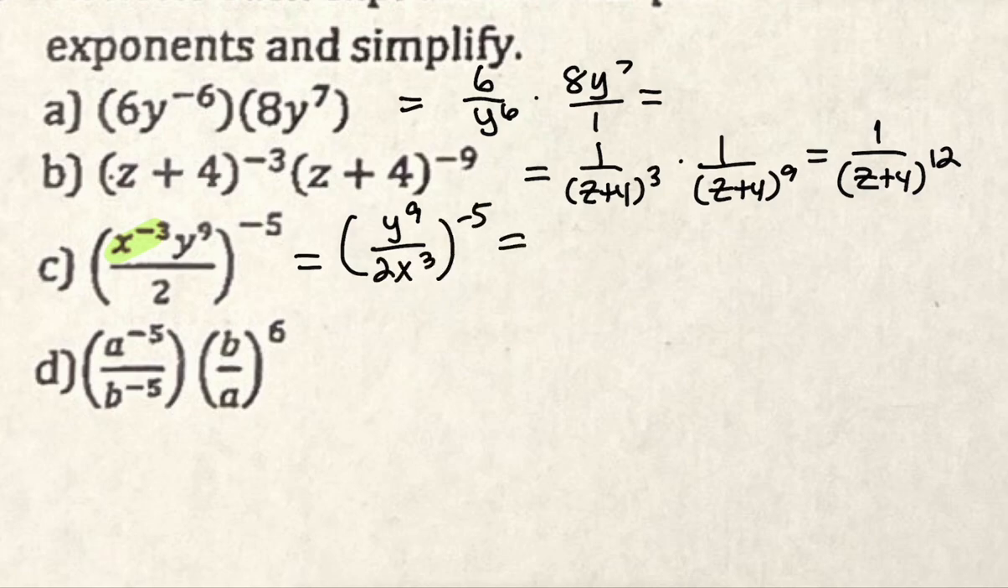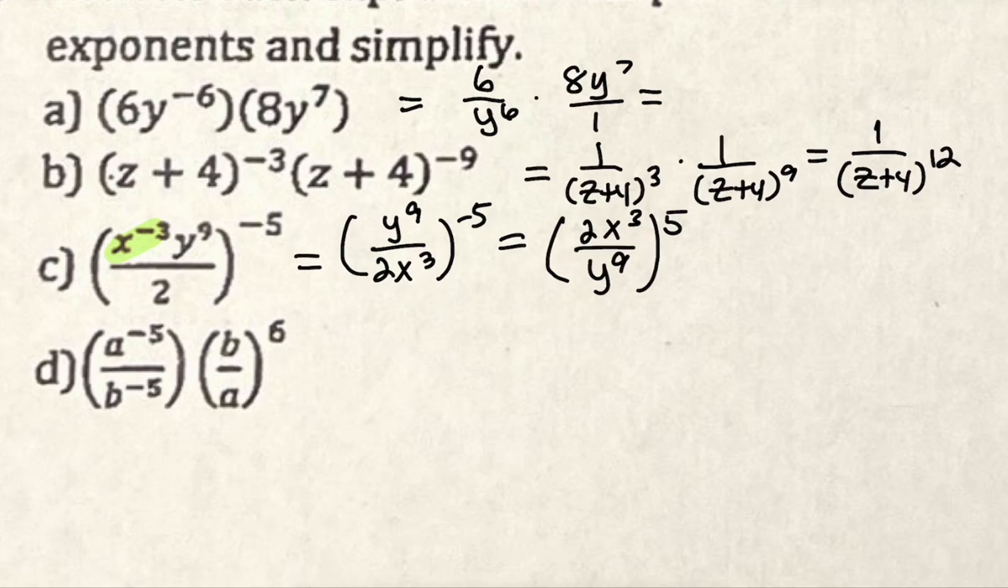Okay. But our outside has a negative. To divide by a fraction is the same as multiplying by its reciprocal. That's why that negative that's on the outside is going to flip the fraction again. So let's flip the fraction. So that would put the 2x cubed on the top, the y to the 9th on the bottom, and now my power is a positive 5 because I've used the negative to flip it.